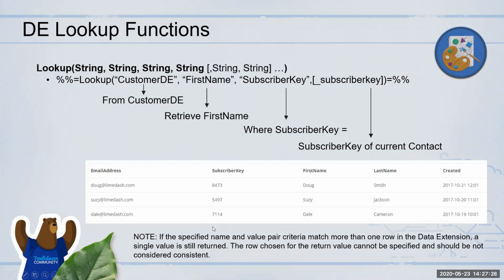Now keep in mind, if you have more than one row that matches this particular condition, you cannot be sure that it is always going to take the first row. The documentation says it is inconsistent. So as far as possible, try to make sure your where condition can uniquely identify a particular row from which that particular field will be taken.